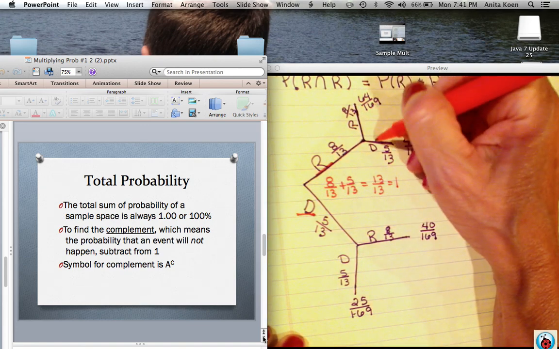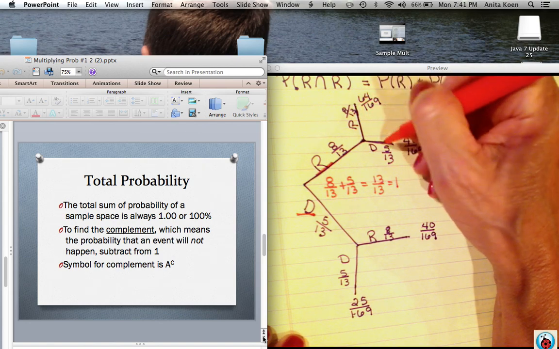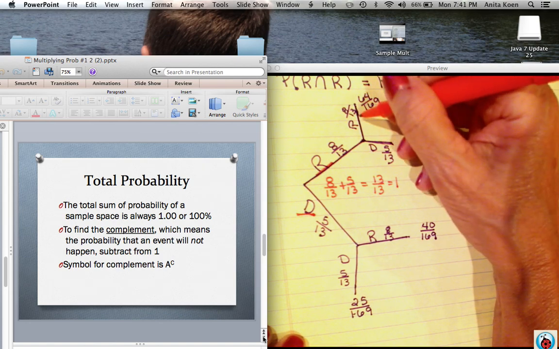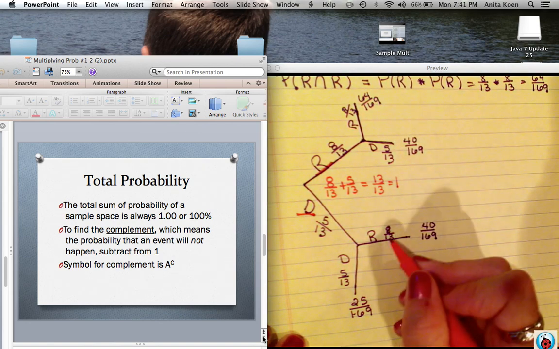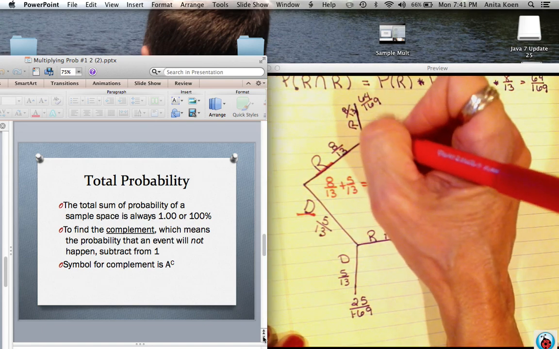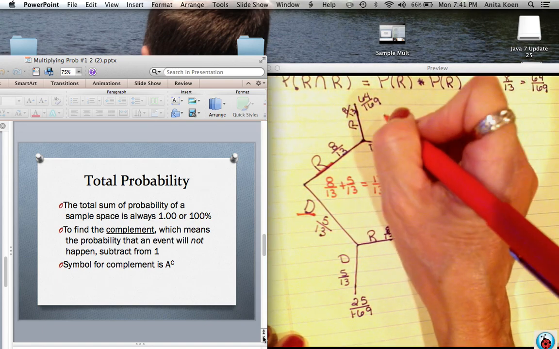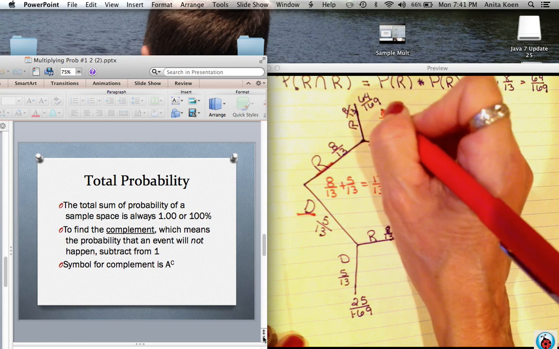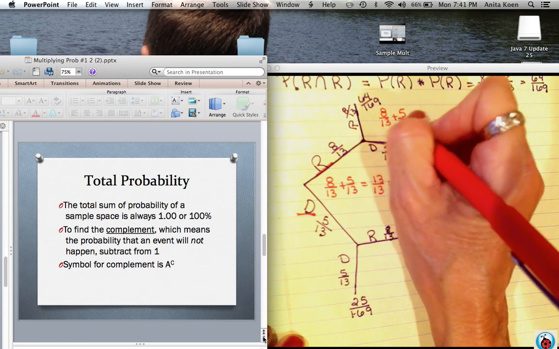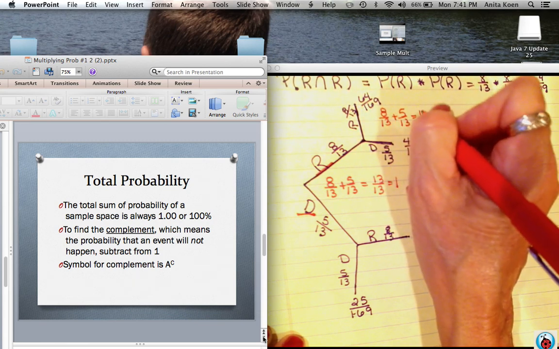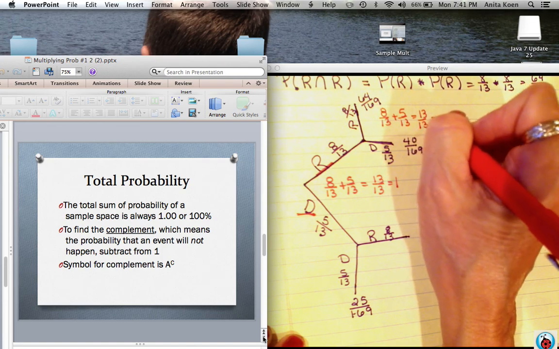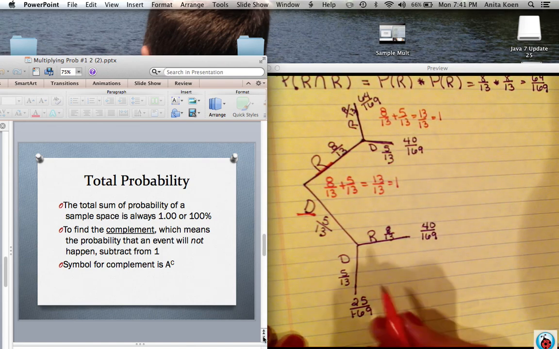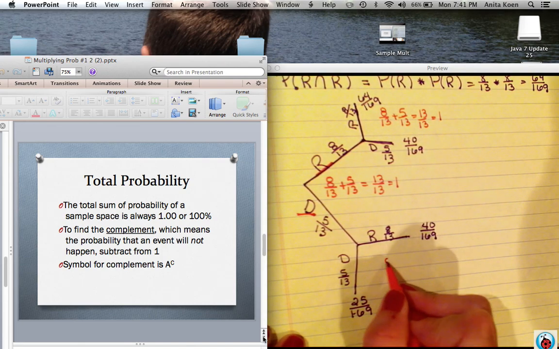The sample space of the second person choosing a diet or a regular would be here and here, because the second person can choose a regular or a diet, and that would be 8/13 plus 5/13, which would be, again, 13/13 or 1. Same down here.